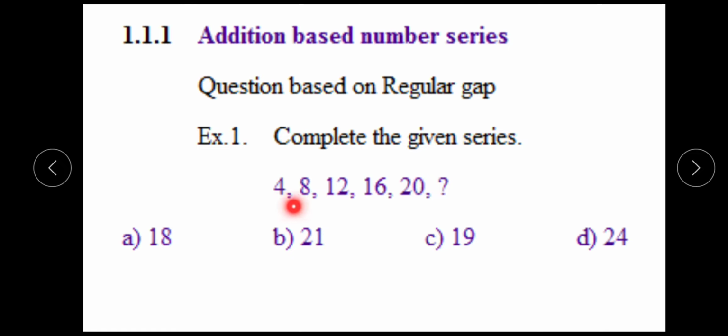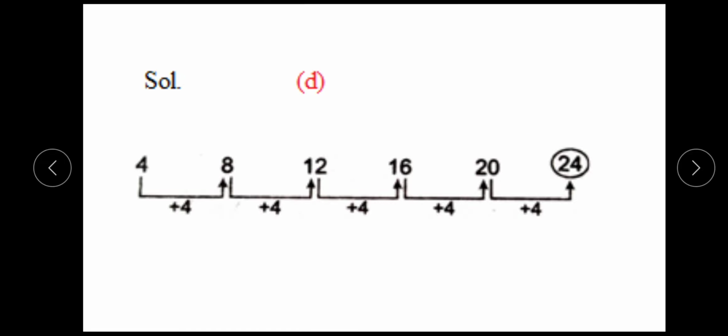The example is 4, 8, 12, 16, 20. We can say this is the table of 4, or we can say that if we add 4 to the first term, it will become 8, plus 4, it will become 12, and so on. If we add 4 to 20, it will become 24. We can see the solution like this: 4 plus 4, 8, 8 plus 4, 12, 12 plus 4, 16, 16 plus 4, 20, 20 plus 4, 24. It means option D is the correct answer.